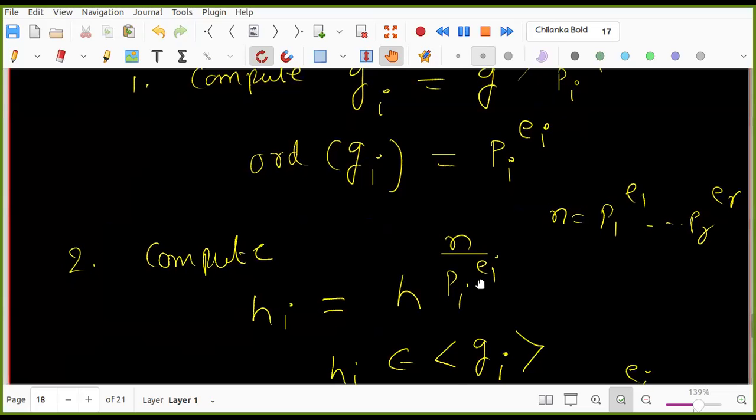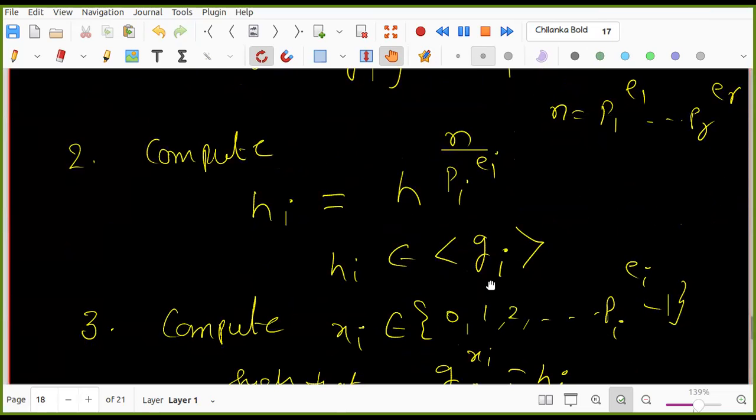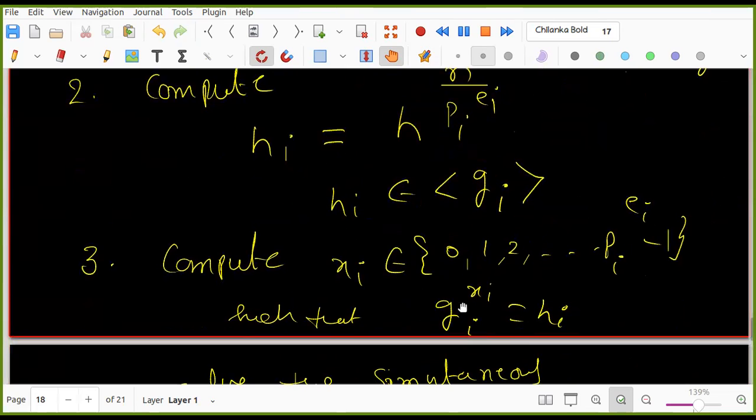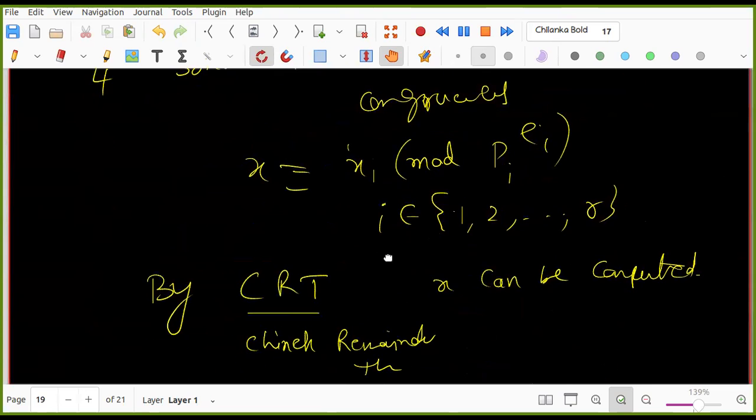Yeah. So now in this group, gi and hi belong to this. So hi is equal to gi power xi. This xi is actually x. That means it is a discrete logarithm problem for pa power ei, modulo pa power ei only. So I'm calling that as x, but x is congruent to that, restricted to that prime only.